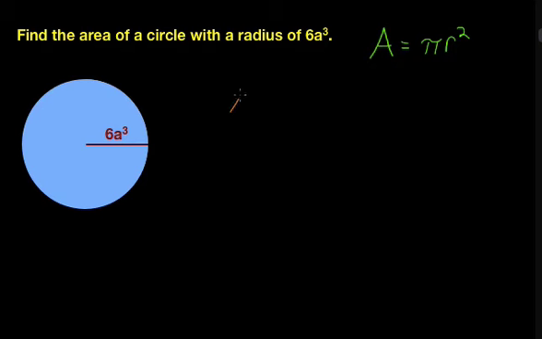So our area is going to equal pi times the radius squared. So we put our pi here. And then in parentheses, I'm going to put the radius 6a cubed, and then I'm going to square it. Now, we're only squaring what is inside the parentheses, the value of the radius. So we're going to use the same property, the power of a product property, to distribute the exponent. So that's going to be pi times 6 squared, which is 36. And then a cubed raised to the second power is going to be a to the 3 times 2, so that's going to be a to the 6th. And there's our area right there.